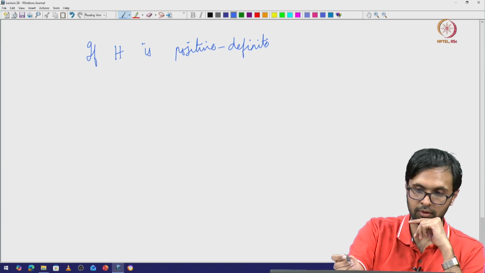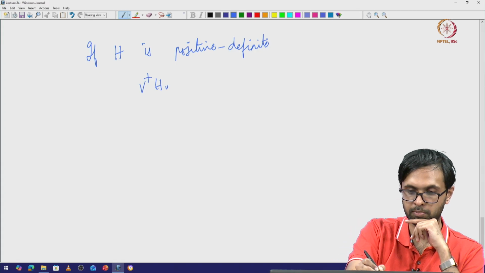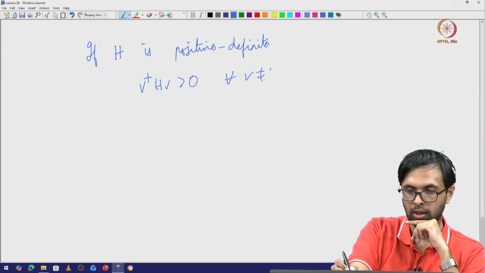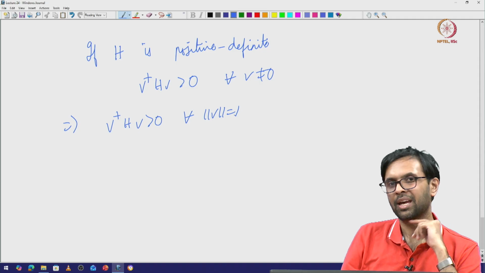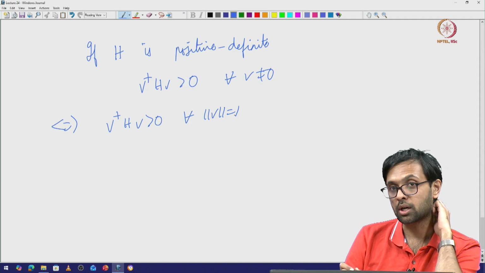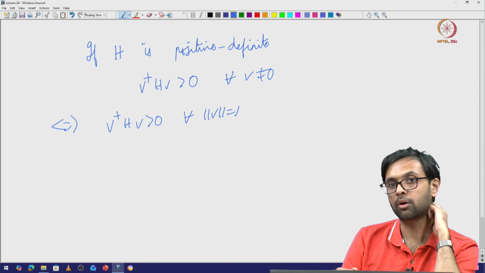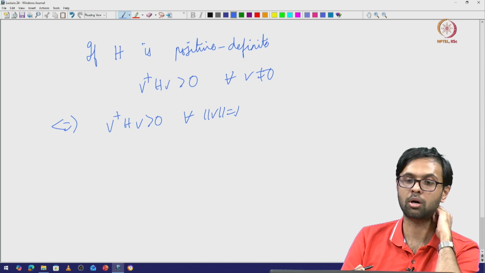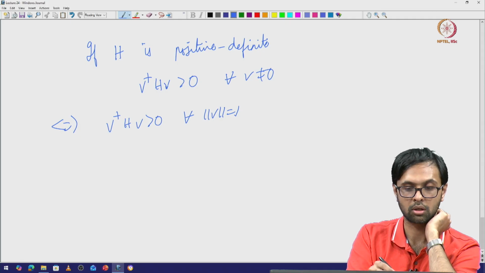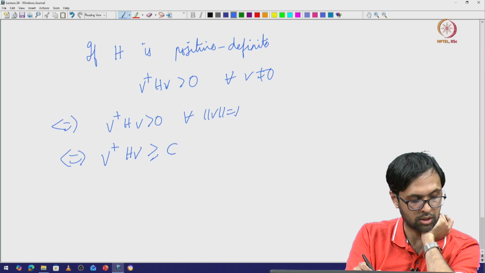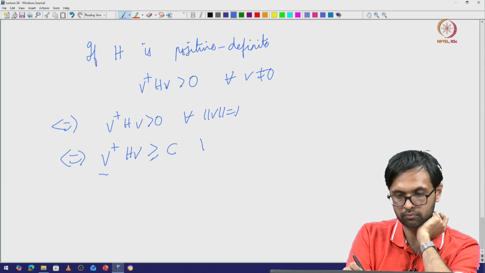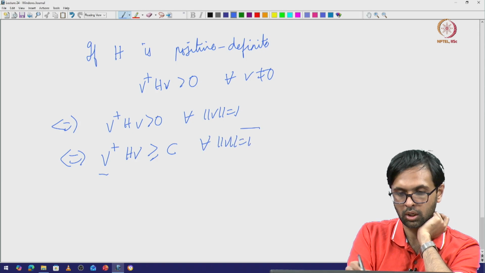If H is positive definite, that means this is positive for all V non-zero, in particular for all norm V equal to 1. Okay? And in fact, these two are equivalent to each other. The reason is if you are non-zero, you can be divided by your norm and become norm 1, and this inequality will not change. Right. So this implies, in fact, that this is larger than or equal to C. Why is this so?